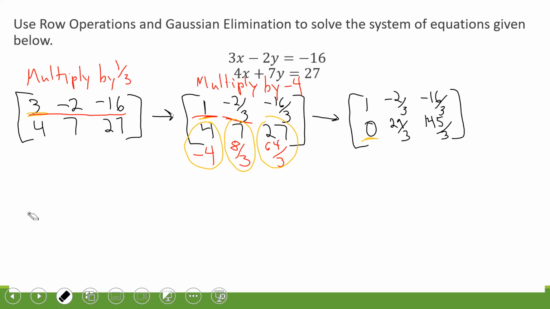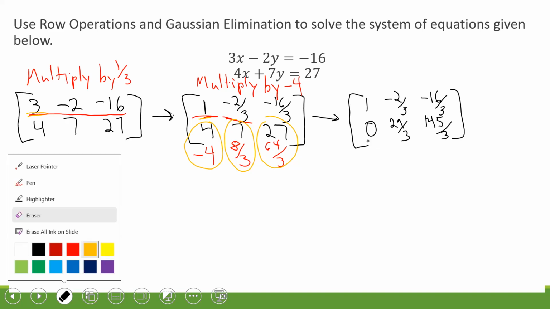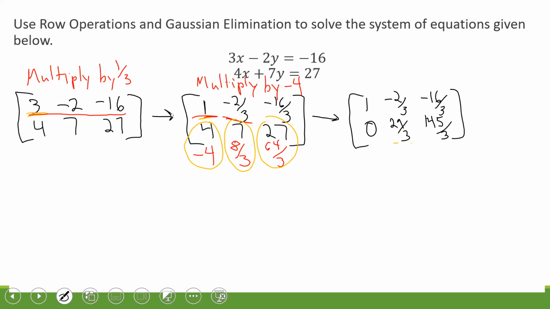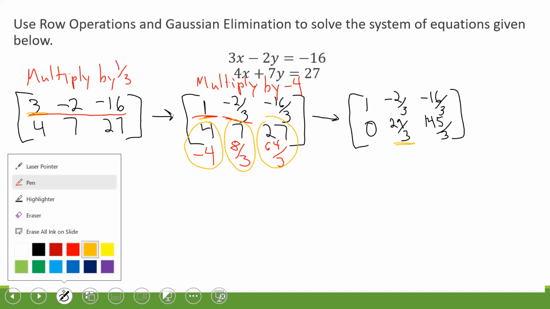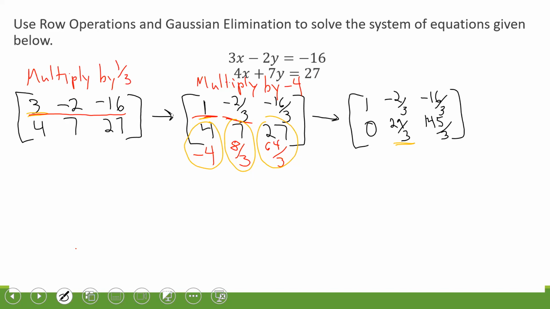Okay, so now having accomplished that, we've changed the upper leftmost entry to a 1. We've eliminated all of the entries below it. We now move to the second row, the second entry. So this 29/3 here. We also want to change that entry to a 1. Okay. And we can multiply by something, or we could also divide by something.